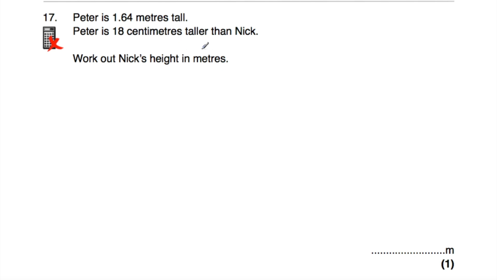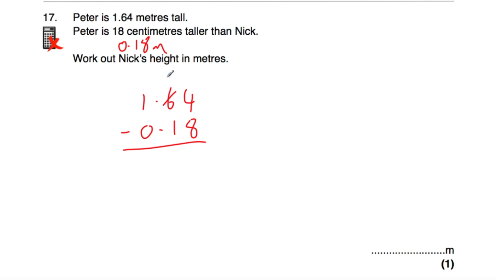Now, because we've been asked to do it in meters, let's change the 18 centimeters into meters. So 18 centimeters in meters, well, 100 centimeters is 1 meter, so 18 centimeters is 0.18 meters. So if we take 0.18 meters away from 1.64 meters, we should get the same answer that we got before. So 1.64 subtract 0.18, that will tell us Nick's height.